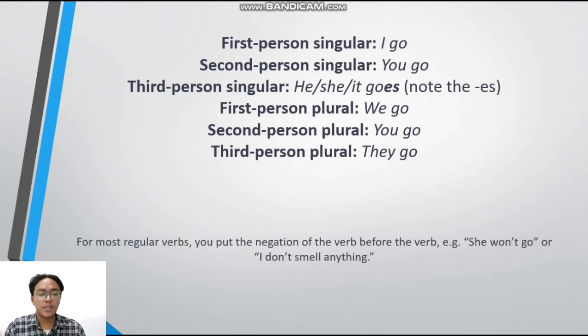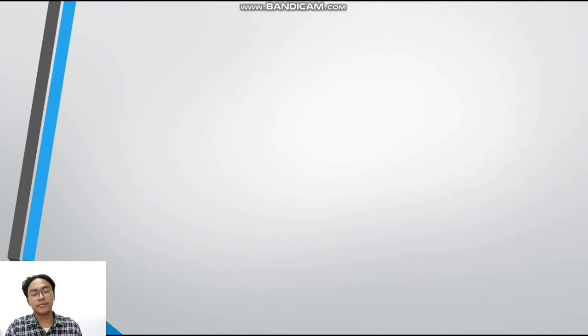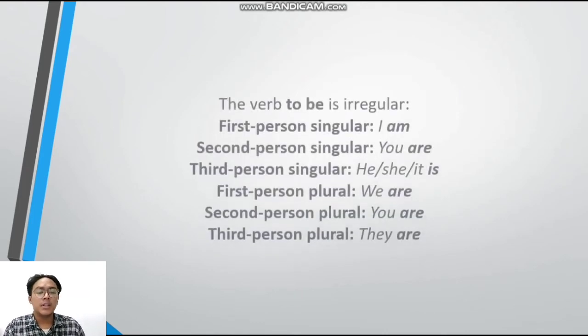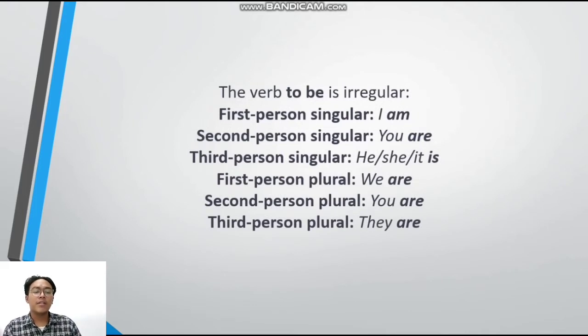For most regular verbs, you put the negation before the verb. For example, she won't go, or I don't smell anything. The verb to be is irregular. The first person singular I uses am. The second person singular you uses are. The third person singular, like he, she, or it, uses is. And the first, second, and third person plural use are, like we are, you are, or they are.